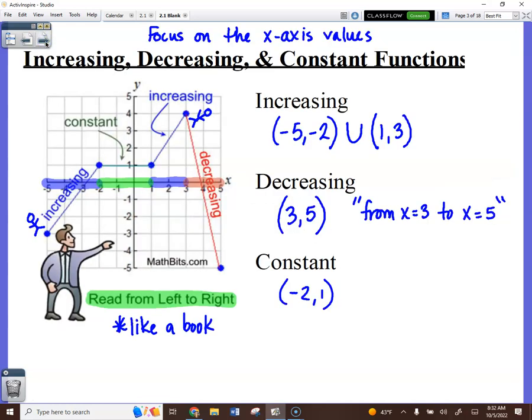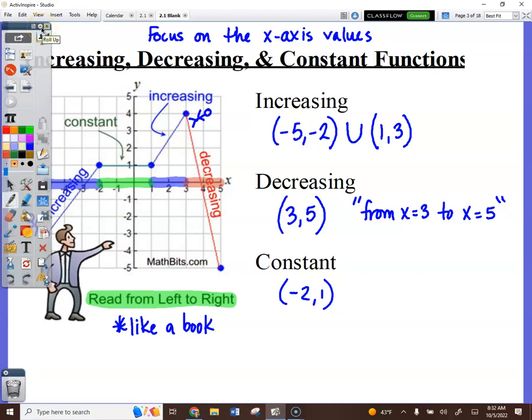Okay, we were doing intervals of increasing, decreasing, and constant, and then I was telling you that in my math lab they want a comma. They don't want the union. So I'm going to fix that right here. They want a comma. Draw an arrow, put my math lab. Union is for domain and range. With increasing, decreasing, and constant, they just want a comma.